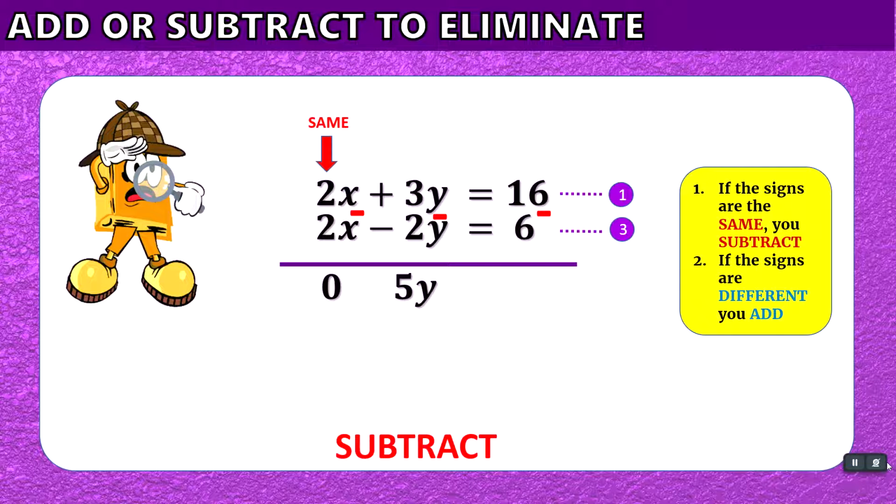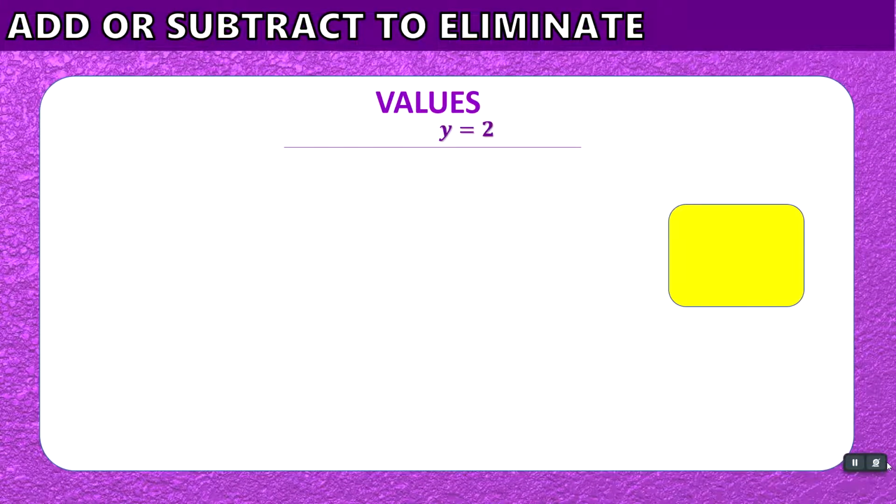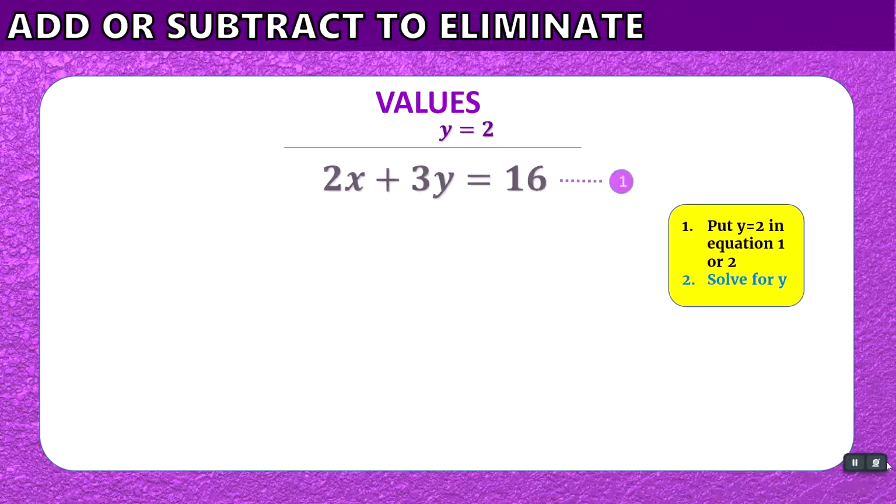And we subtract 16 take away 6, that gives us 10. And so now we have 5y equals 10. And if we divide both sides by 5, we get y equals 10 divided by 5, and y equals 2. So we've discovered our value of y equals 2. We will use that in equation 1 or 2 now to solve for x.